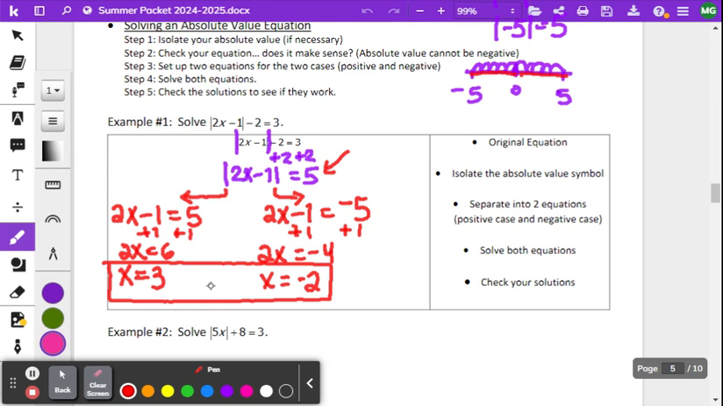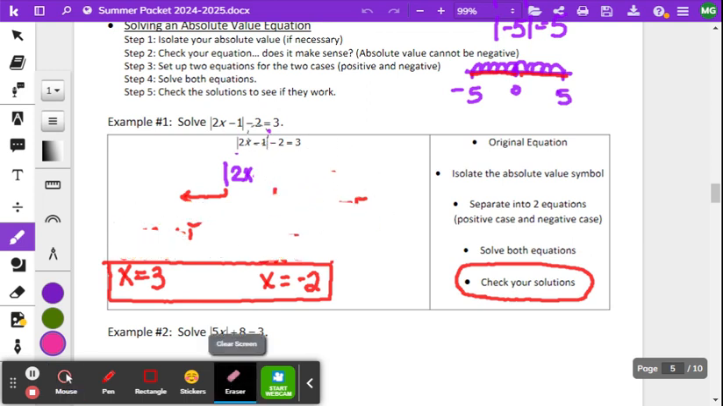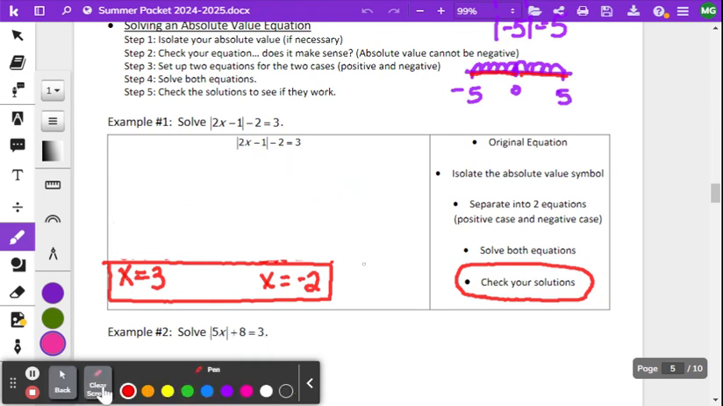One of the things we have to do with absolute value equations is we have to check our answers. So that's always going to be our final step because sometimes something doesn't work. So we're going to go ahead and I'm going to erase this just because I need a little bit more space, but I'm going to keep the two answers there. And to check our work, what we're basically going to do is drop 3 into our absolute value equation and see if it gives us a true statement.